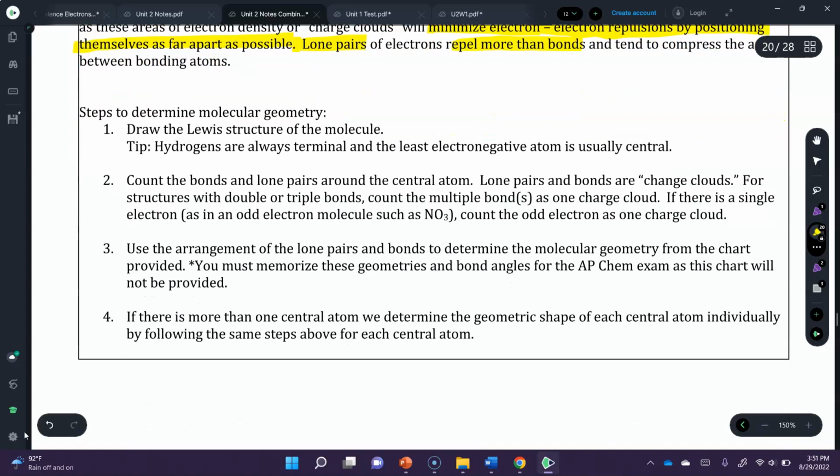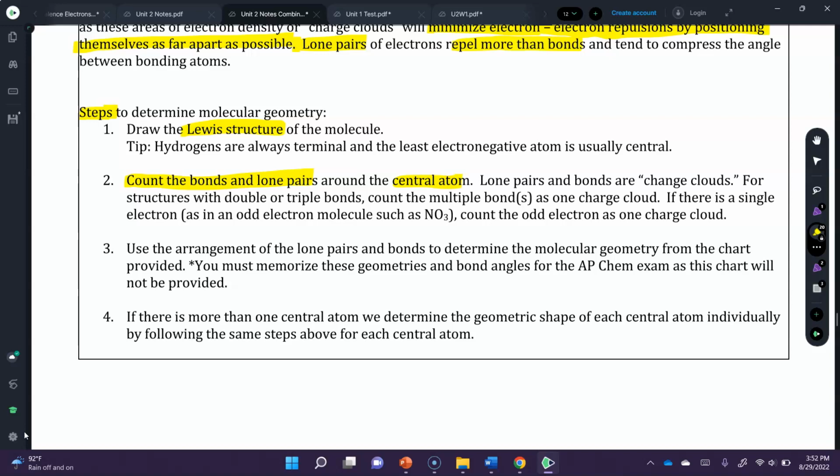So some steps to determine the geometry. Obviously, first you need to draw the Lewis structure. As a hint, hydrogens are always on the outside, they are not in the middle. Then you need to count the bonds and lone pairs around the central atom. Okay? Lone pairs and bonds are charge clouds, and these help determine the shape. Once you know these, you can keep going.